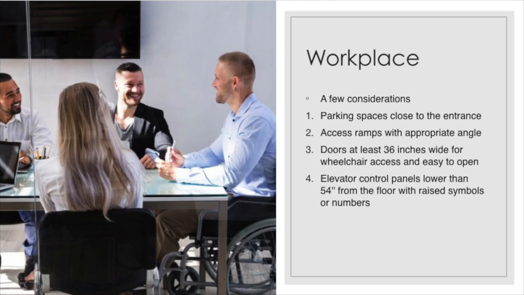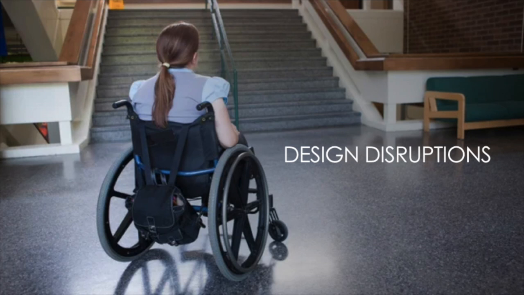In our pretend day in the life example, we could say you went to work, and through that, there's a few other considerations, not only for work buildings, but most public spaces. And I'm sure you've seen these before: parking spaces close to the entrance, access ramps that aren't too steep, doors that are wide enough for wheelchair access, and elevator control panels that are low enough too. As with all design, there are disruptions, however, and so moving forward, we'll see what some of those are.